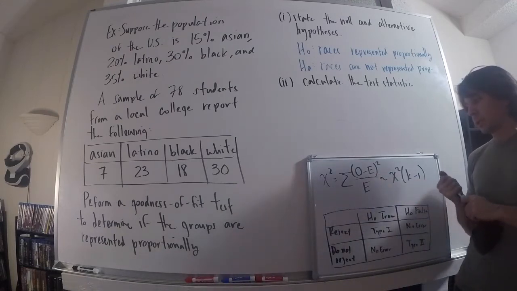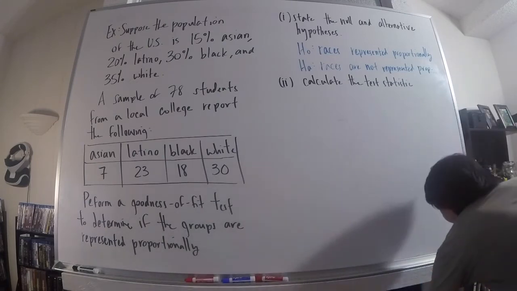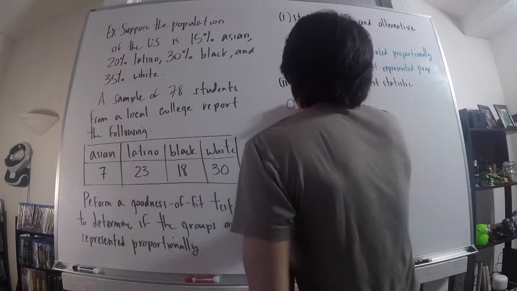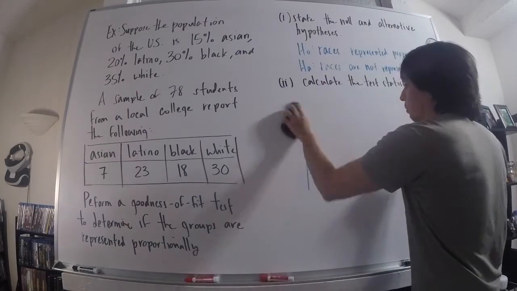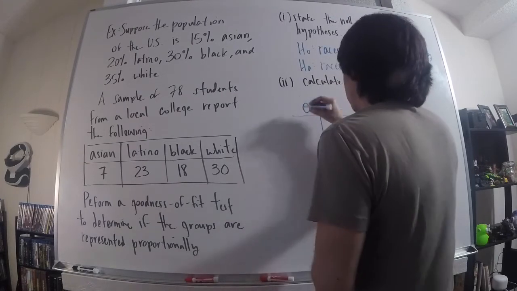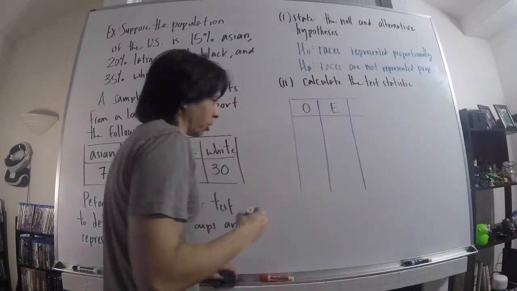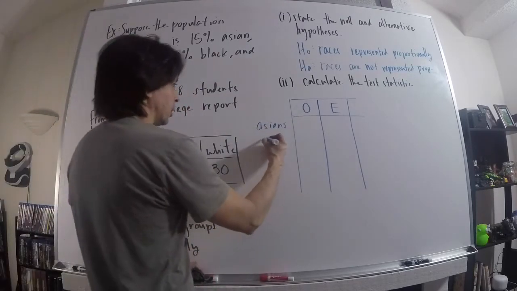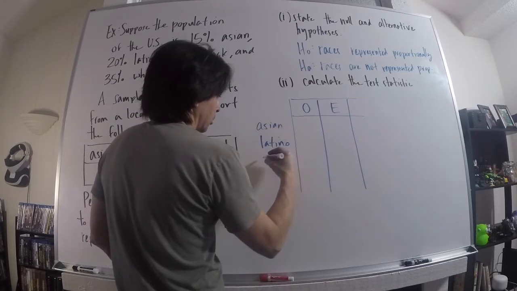We need O's, we need E's, we need to sum it for all the categories. So we're going to go to the list feature. And I'm going to put my O's, oops, let me leave some room. I'm going to put my O's, my E's. This is what I'm going to be putting into the list feature. O's in L1, E's in L2. But on the side here, on my board work, I'm going to write the categories down, the groups down. Asians, Latinos, Black and white.